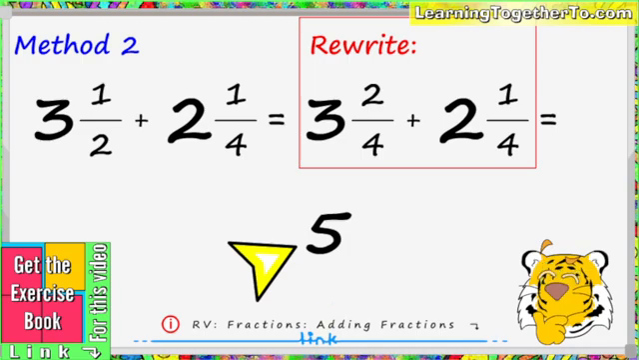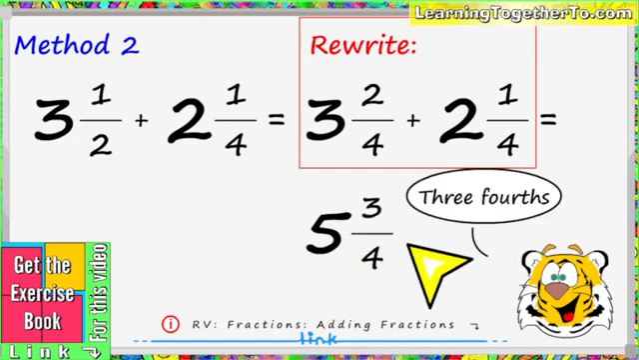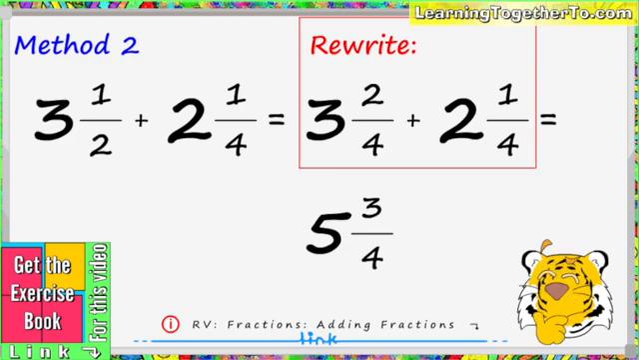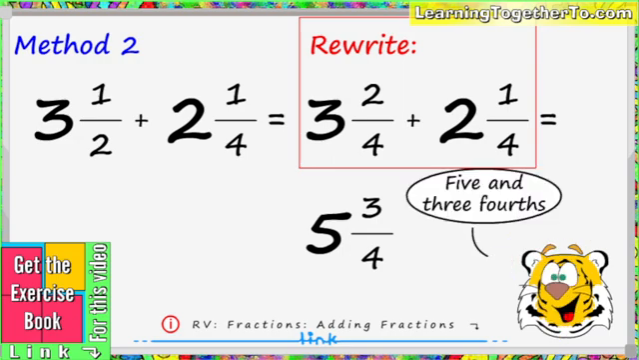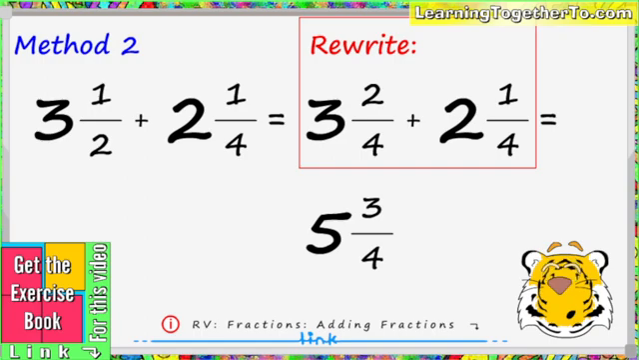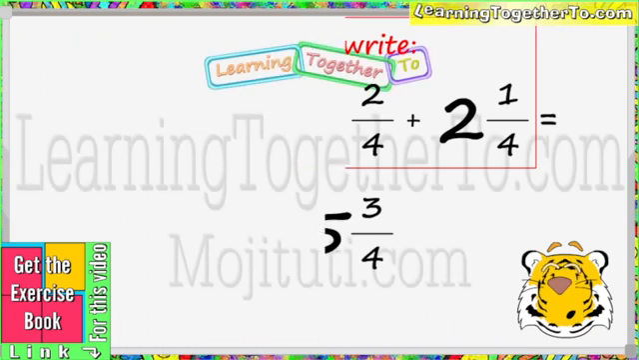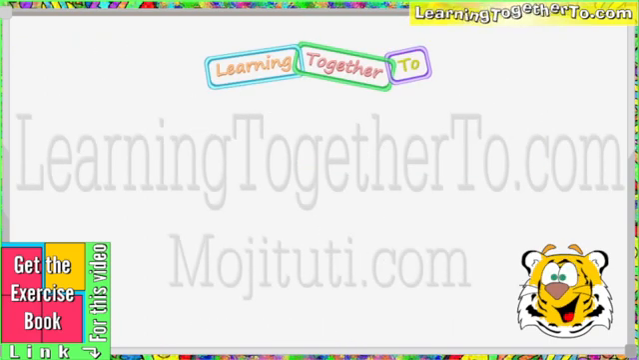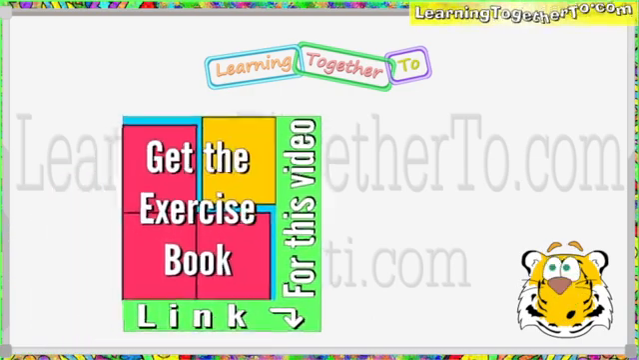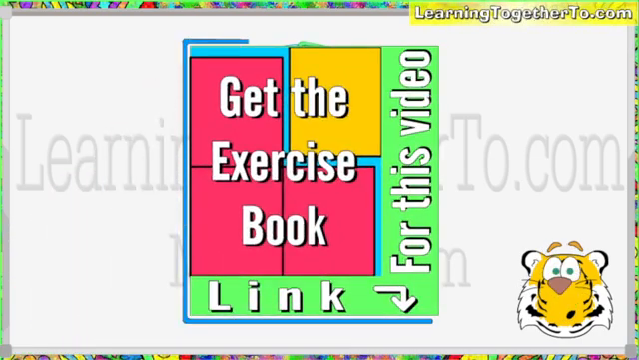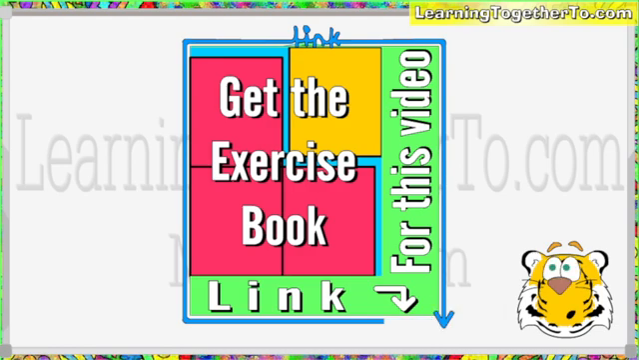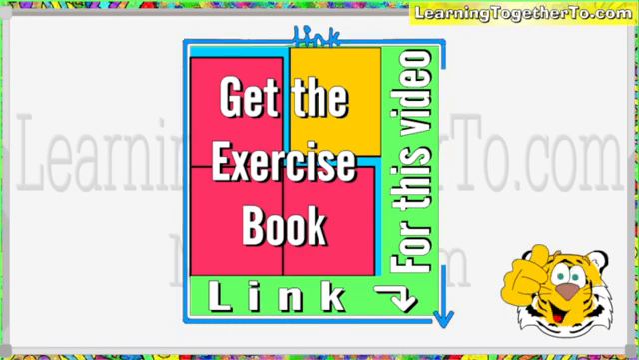2/4 plus 1/4 is equal to 3/4. Well done, Tim. So our final answer is 5 3/4. Excellent, Tim. Let's try it again. If you have the exercise book for this video, bring it out to work with it. Feel free to pause the video at any time as you follow along in the book.